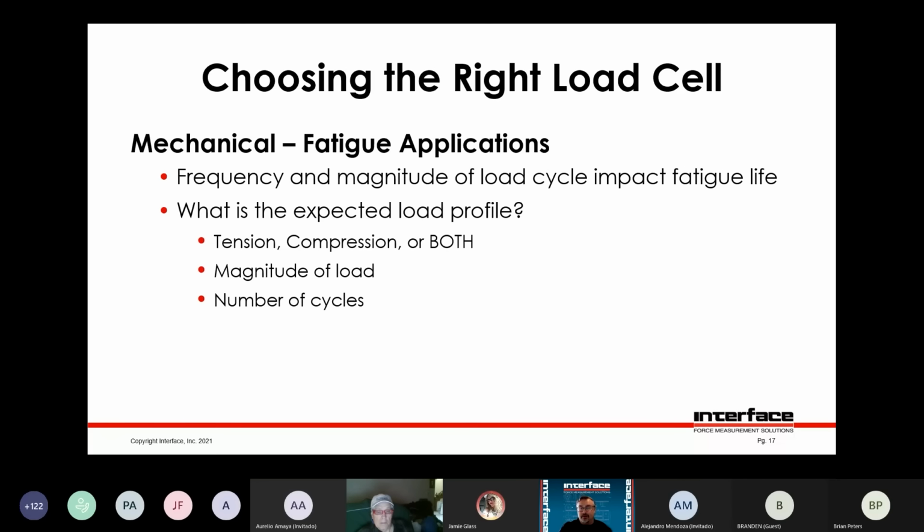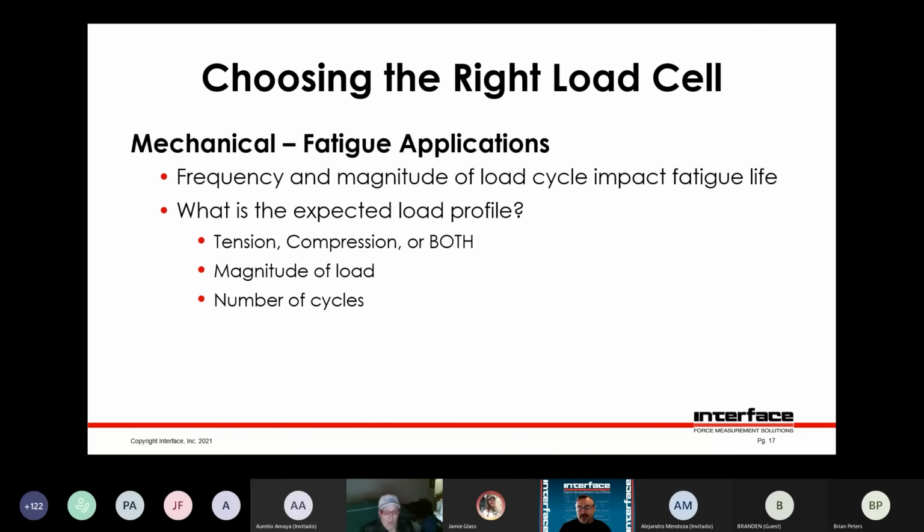Fatigue applications are interesting. We have fatigue rated load cells that are rated for hundreds of millions of cycles that are fully reversed. In some cases you need that, in some cases you don't. If you're going to cycle 1,000 cycles during a test, maybe a fatigue rated load cell isn't required. If you're looking for long-term, high frequency testing, probably a fatigue rated load cell is required.